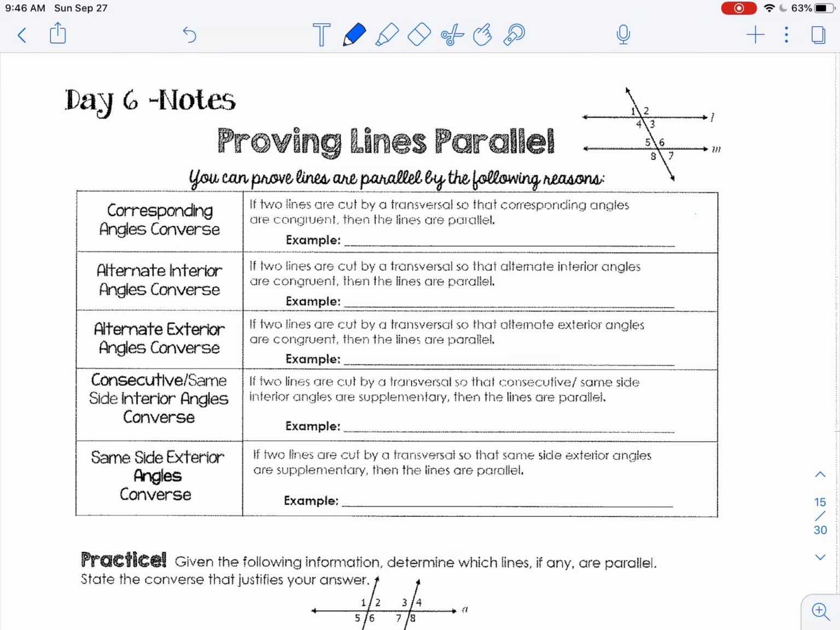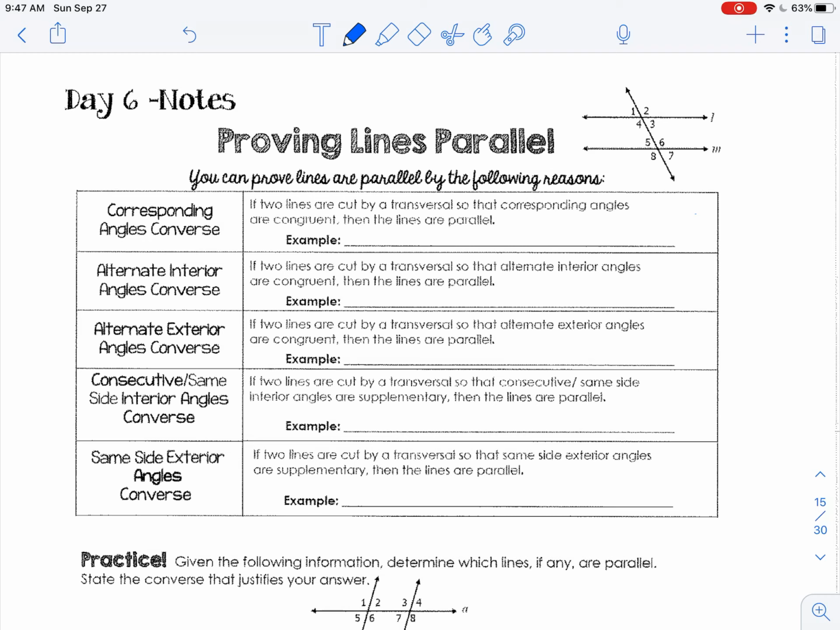In this video, we're going to prove lines parallel. A couple of videos ago, we talked about parallel lines cut by a transversal: corresponding angles were congruent, alternate interior and exterior angles were congruent, and consecutive same side interior or same side exterior angles were supplementary. So we're going to use the converse of those. And remember from Unit 1, the converse is where we switch the hypothesis and conclusion.